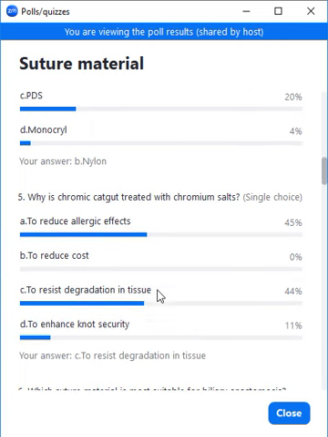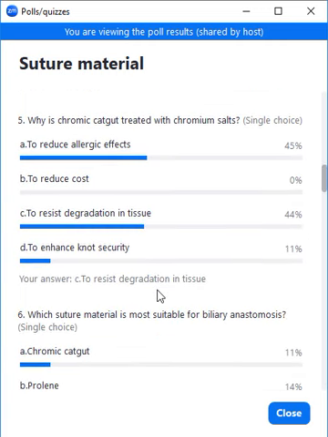Question 5. Why is chromic catgut treated with chromium salts? Option A, to reduce allergic effect. Option B, to reduce cost. Option C, to resist degradation in tissue. Option D, to enhance knot security. Correct answer is option C, to resist degradation in tissue. Majority answered option A, to reduce allergic effect. It is wrong. 44% students answered correctly.